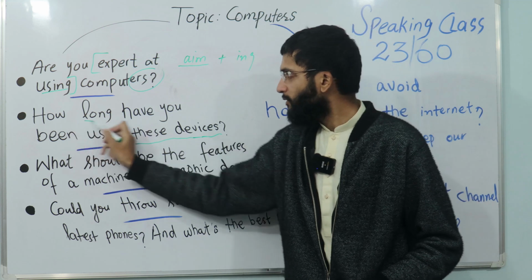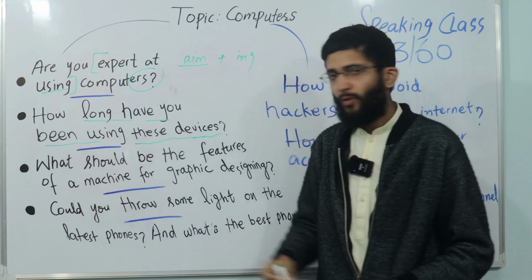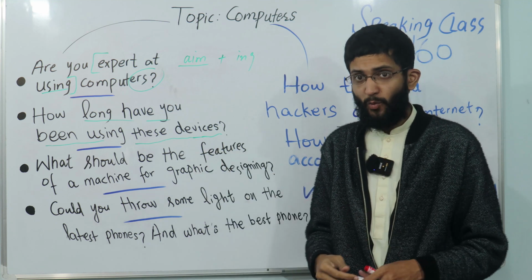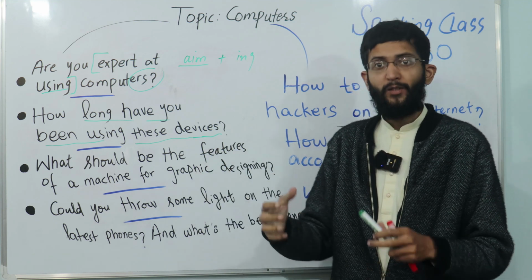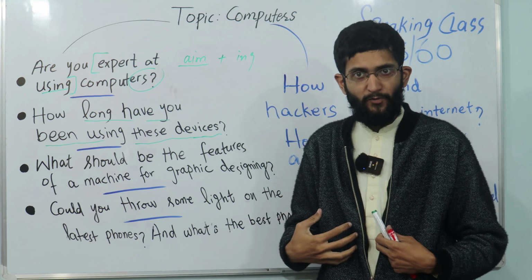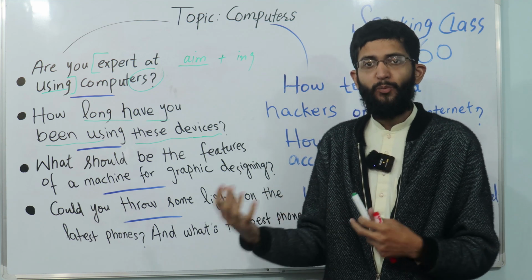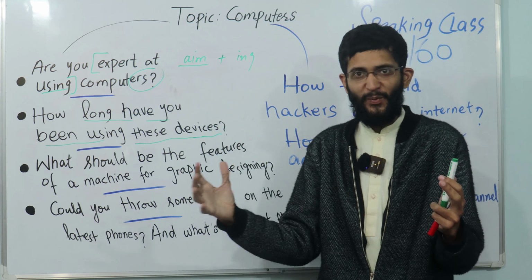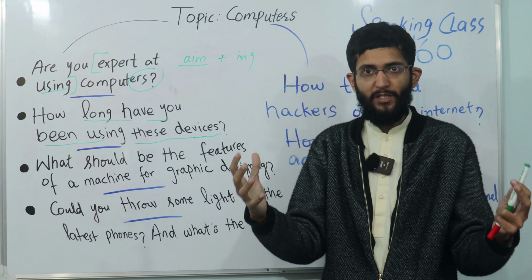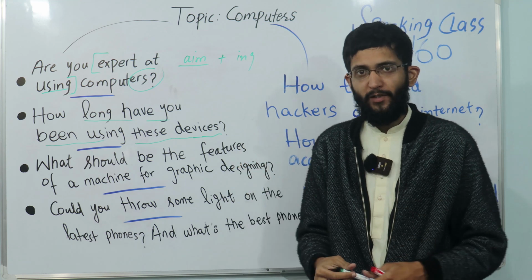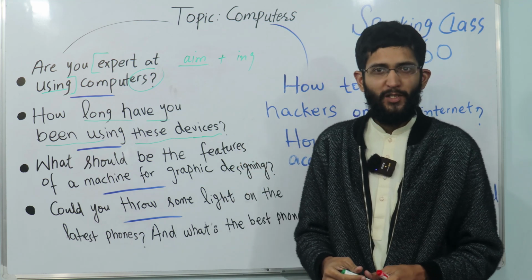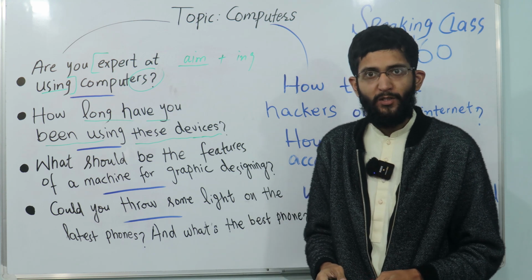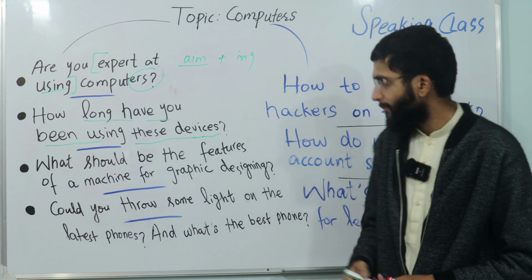How long have you been using? That means for how long, when did you buy your first computer? For example, if I talk about myself, when I was in grade 2, I bought my first computer. That was a big CPU and a big monitor with a heavy weight, and we had 2 GB hard disk in that computer. It is in 2002 probably, yeah.